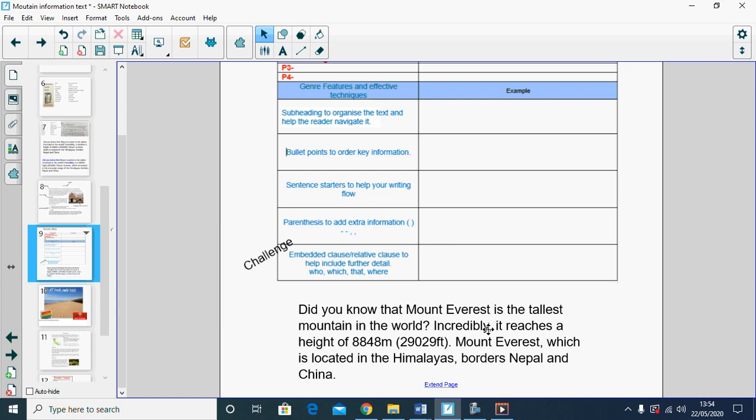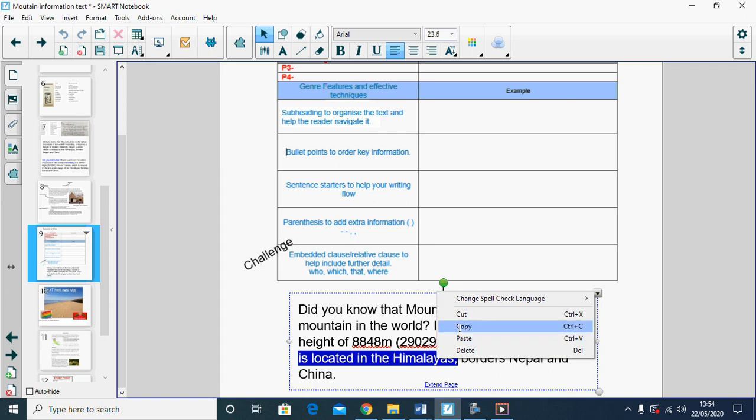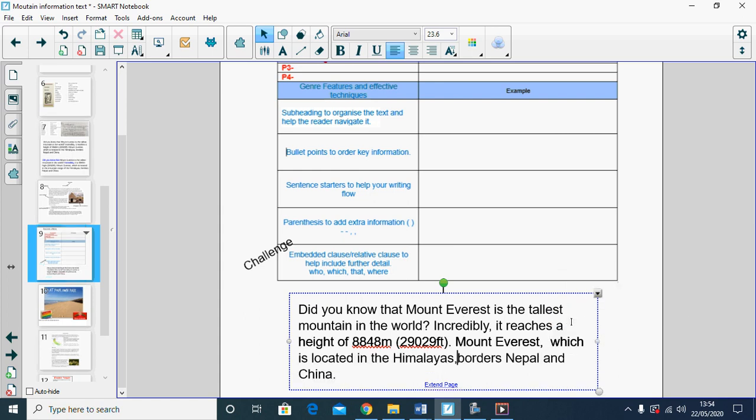So, did you know that Mount Everest is... Mount Everest which? There we go, I found it. So it's in the middle of my sentence, so that's why it's embedded, and it uses the relative pronoun which, so it's a relative clause as well. Well, let me just check. If it's an embedded clause, I'll be able to take out the further detail, and the sentence will still make sense on its own. So let's just check. Mount Everest borders Nepal and China. Yep, fab, that makes sense on its own. And let me just put it back in there. Okay, and if you notice, it's punctuated with commas, isn't it?